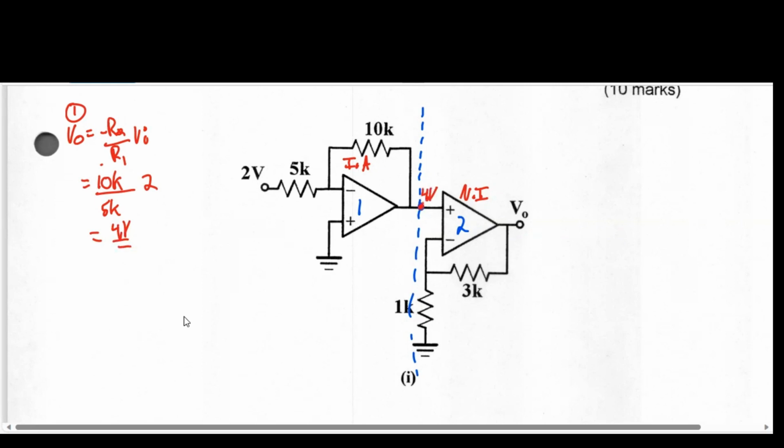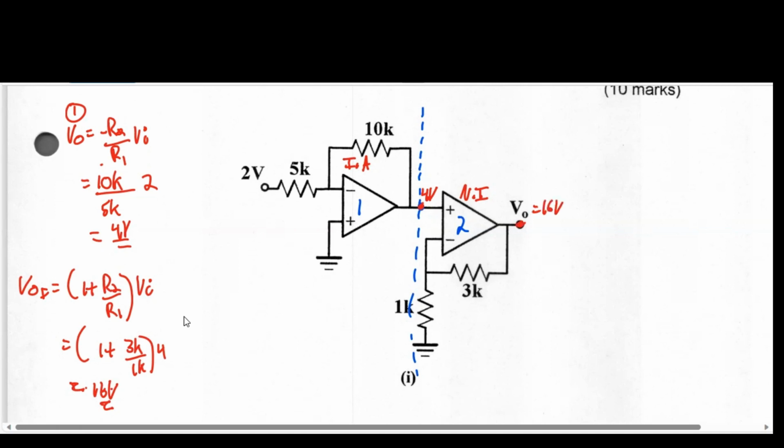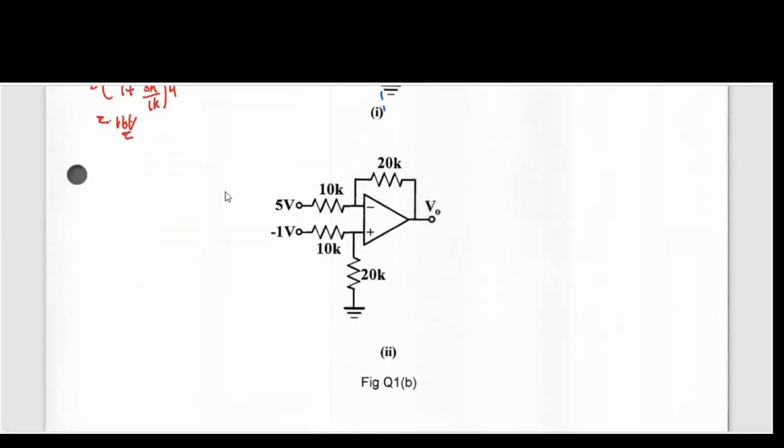Now on this side, V out final is a non-inverting, so we just use the equation: 1 plus R2 on R1 times Vi. R2 in this case is 3K, R1 is 1K, and the input is 4. So 3 plus 1 is 4, 4 times 4 is 16. So the output here will be 16 volts. And that is literally it. The same steps we use for all the other questions. Alright, let's try the next one.